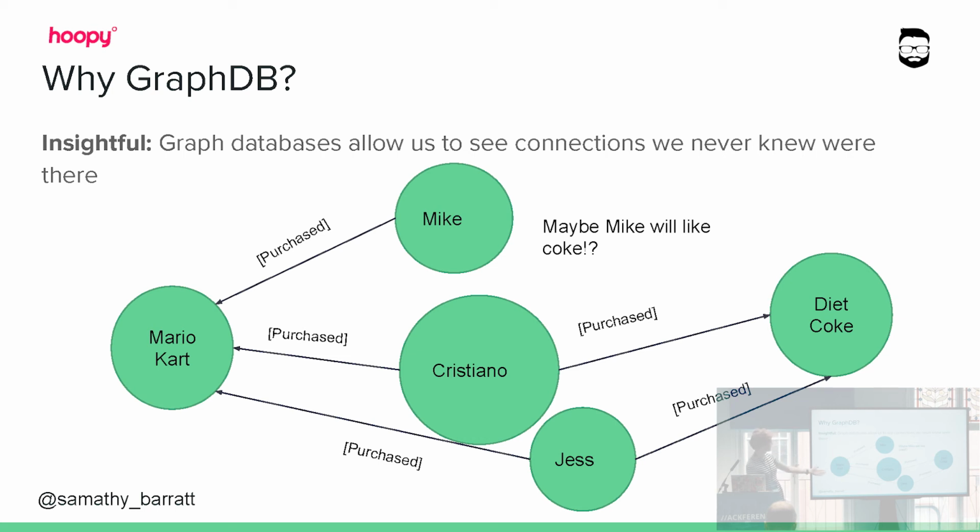So from looking at this graph, we can go, wait a minute, Mike also bought Mario Kart. 2 other people also bought Mario Kart. It is quite possible that Mike might like Diet Coke. And being able to visualize a graph allows us to have these insights into information that we might not have noticed if it was just sitting in tables, not connected.